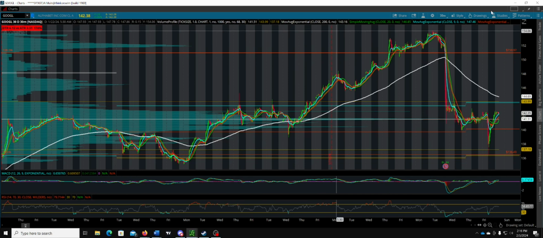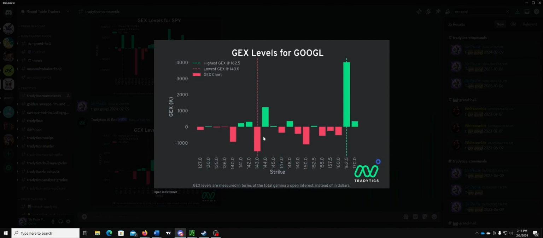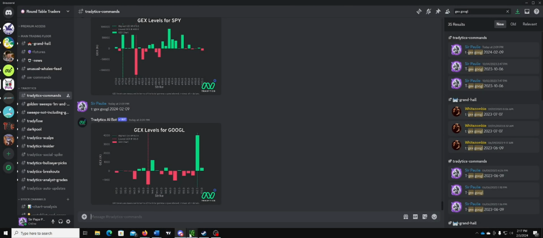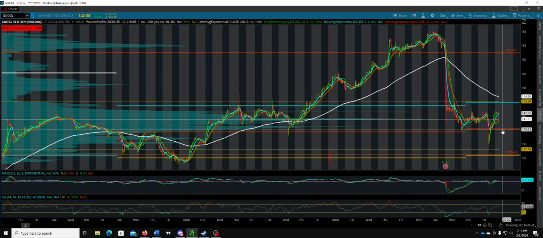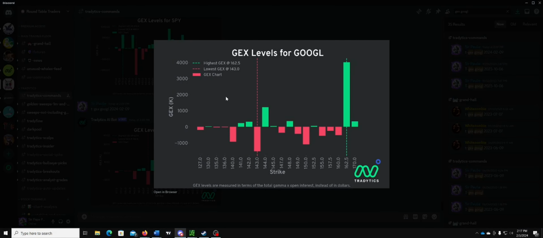So at 142, down to 140, let's say 143 down to 140, it's about $3. So Google can drop down to 140. We have a level right here at 140, a technical level, 140.11. That lines up with what?